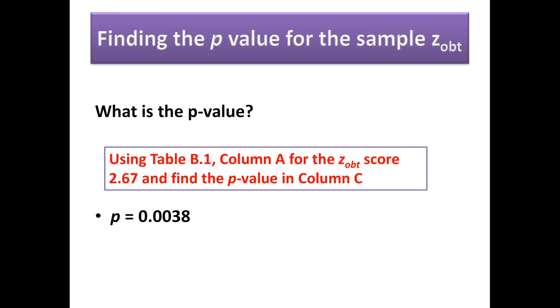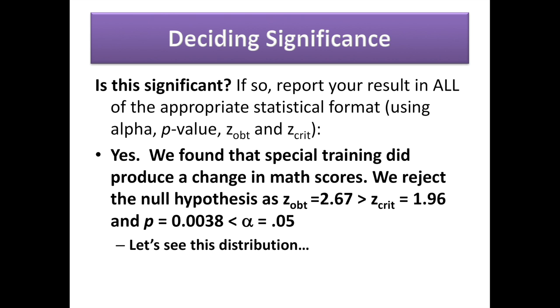The p-value, we'll talk about p-value a lot later on, right? It's to do with research reporting, so you'll see this in academic journals. Okay, so is this significant? If it is significant, you're going to write all your results in the appropriate statistical format. We're going to use APA, right? So you're going to use your alpha and your p-value, your z obtained, and your z crit.